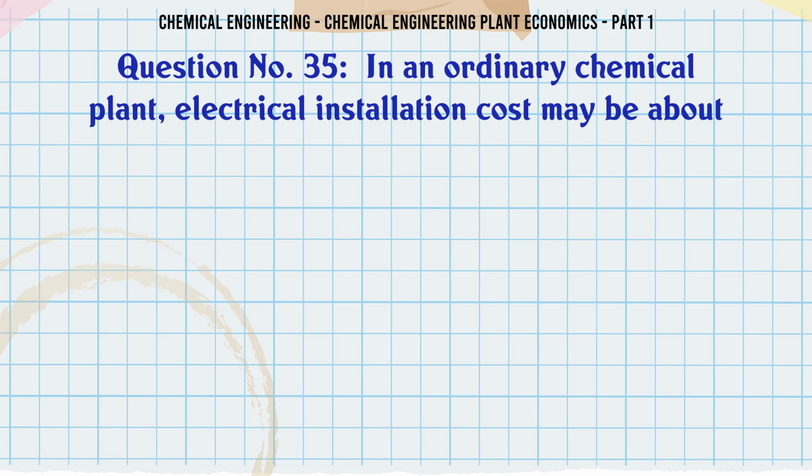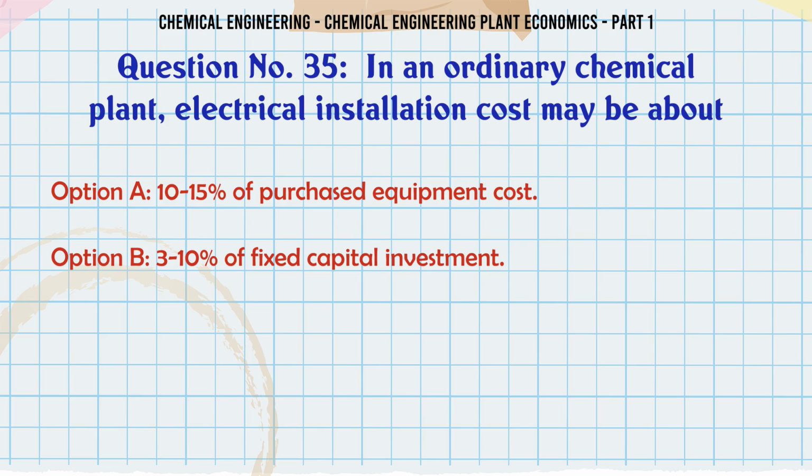In an ordinary chemical plant, electrical installation cost may be about A. 10 to 15% of purchased equipment cost.